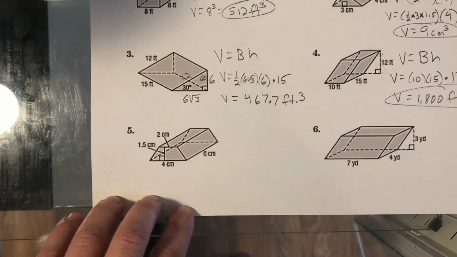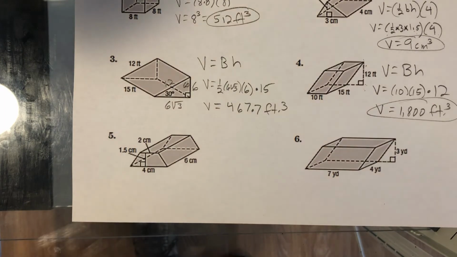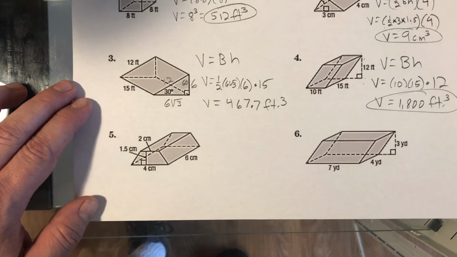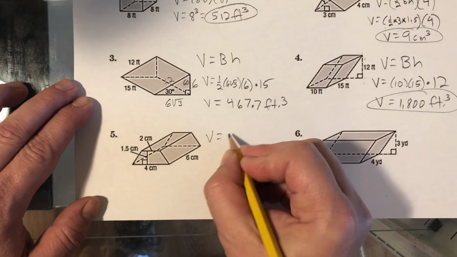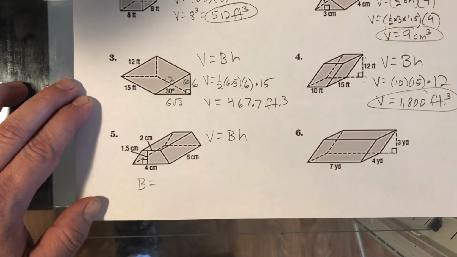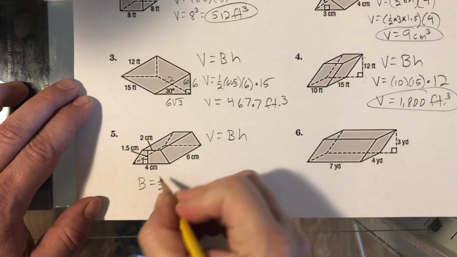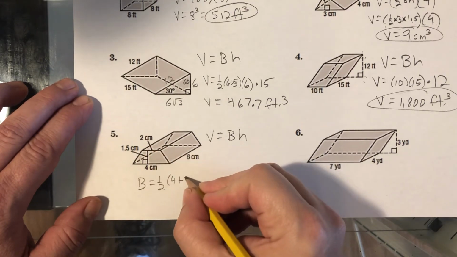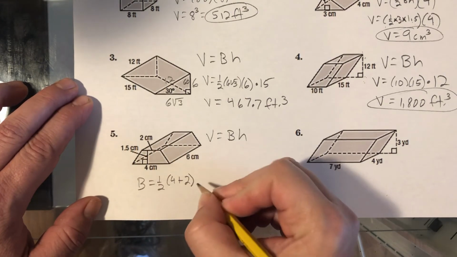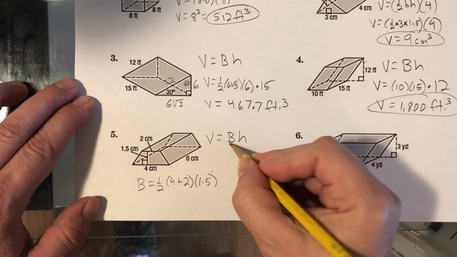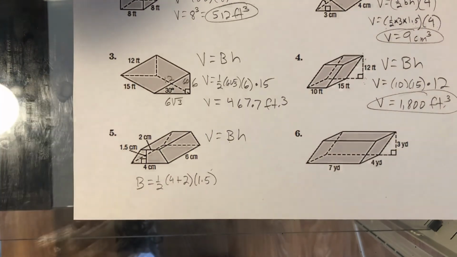Now, let's look at this next example over here. Here we've got a trapezoidal prism, okay? A trapezoid forms the base. So we need to find, again, the volume is equal to the area of the base times the height. Well, the area of the base of a trapezoid, remember, is 1/2 base 1, which is 4, plus base 2, and then you multiply that by the height. So that's how you find the area of the base of this, okay?